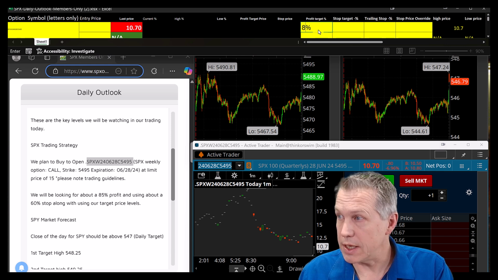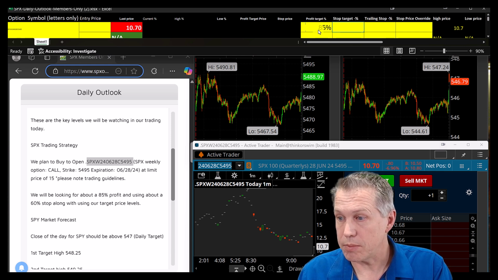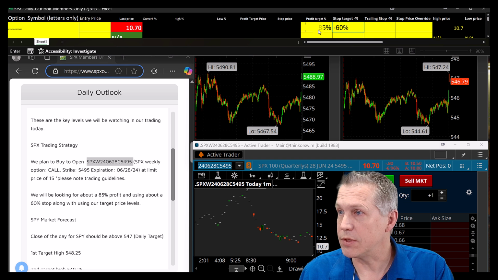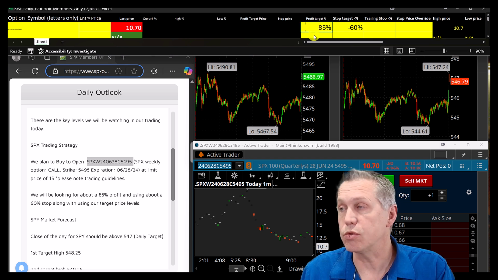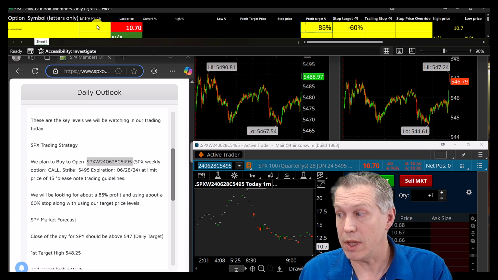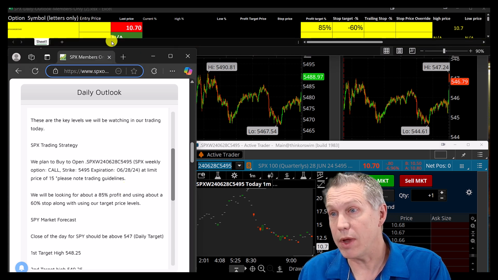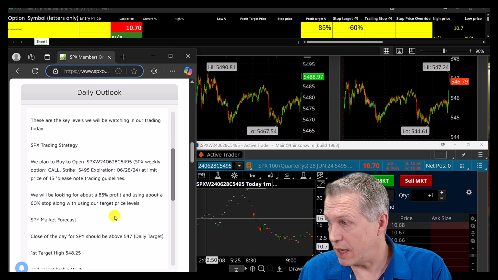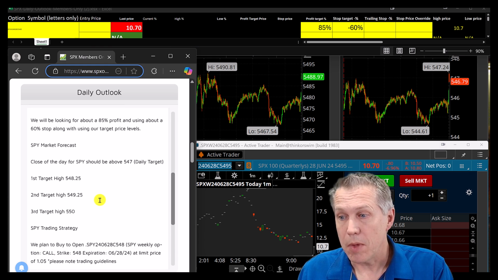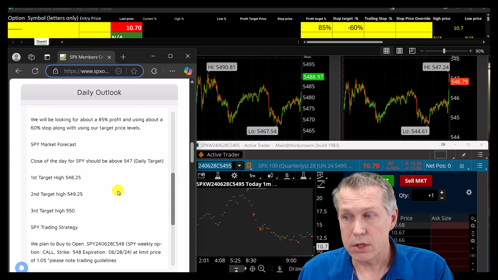The next thing we want to do is enter what our profit and stop targets are. Our profit target is 85%. Our stop target would be a -60, and you enter it as a -60. Those will not be calculated until we have an actual entry price. Now, the next thing that we want to do, now that we have our option ready to go and ready to enter, we want to come down and look at our daily target levels.